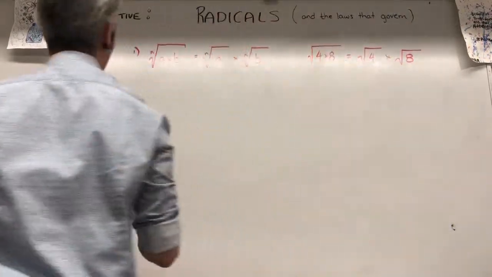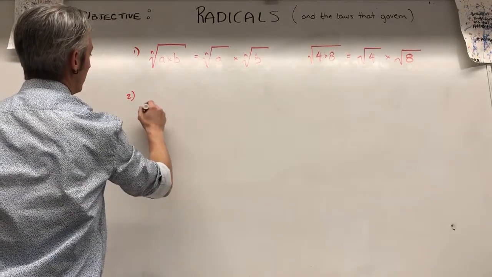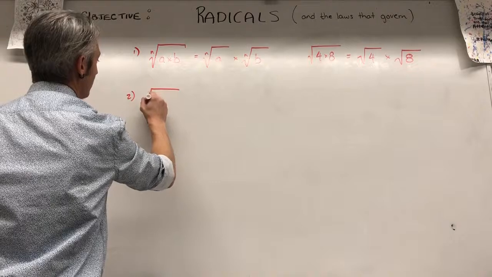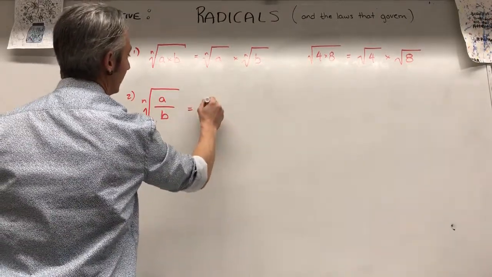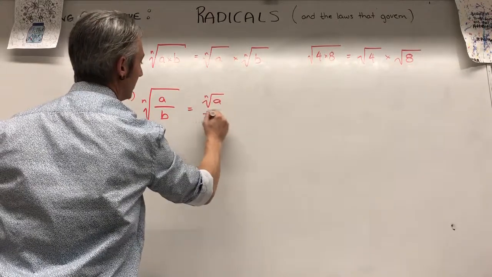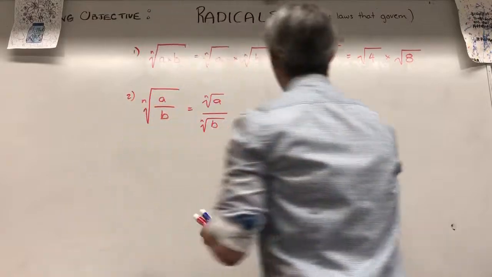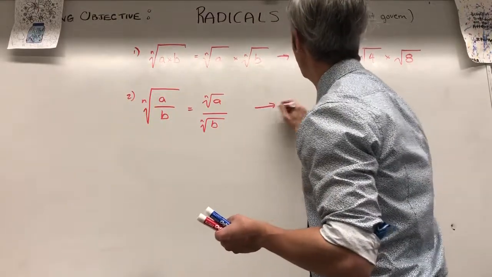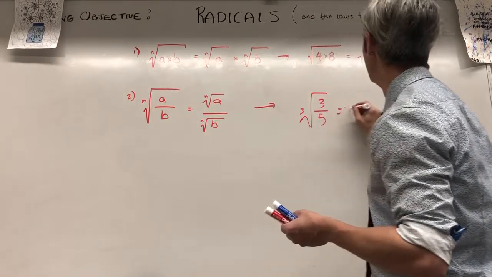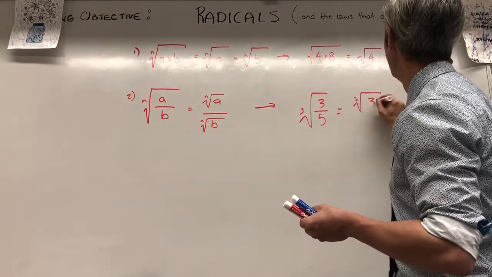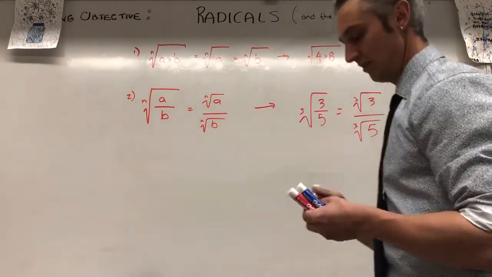Law number 2 is like the product law here, but for quotients. So the nth root of a divided by b, you guessed it, is the same as the nth root of a divided by the nth root of b, which, as an example, would look like, say, the cube root of 3/5. That's the same as the cube root of 3 over the cube root of 5. That's what that looks like.